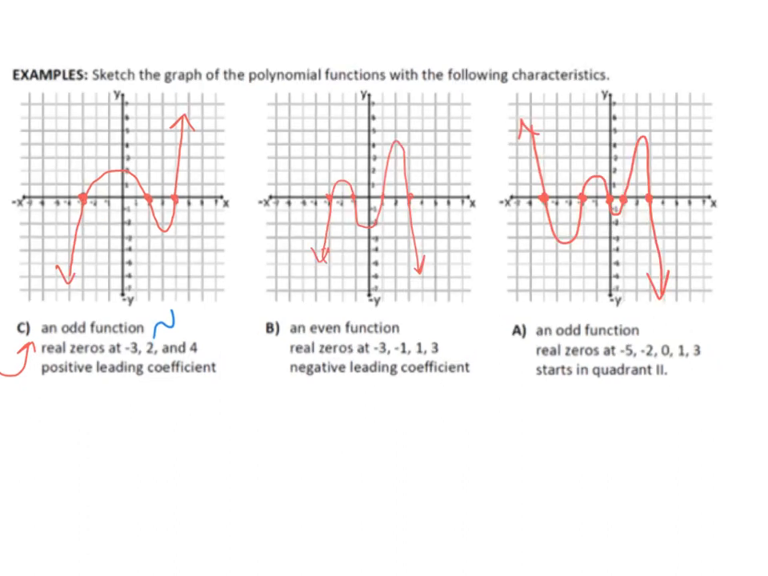Okay, so take a look. On this first one that I sketched, it's even, so both ends are going in the same direction, heading down because it's a negative lead coefficient, and it crosses the x-axis at those 4 locations. Same thing on the other one. It has an odd function, so it's going in opposite directions. One end's going up, one end's going down. I have all 5 of those real zeros marked on my x-axis where it crosses, and it starts in quadrant 2, just like it says.